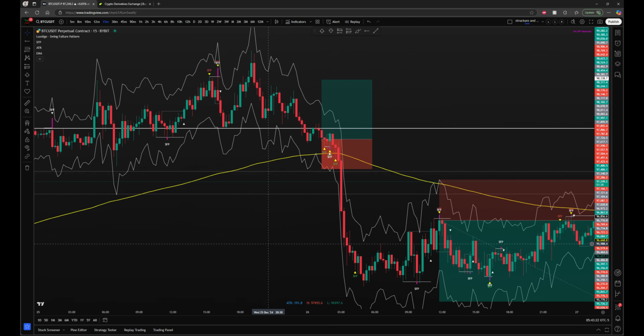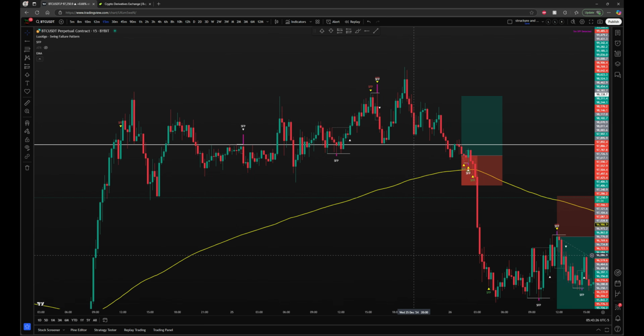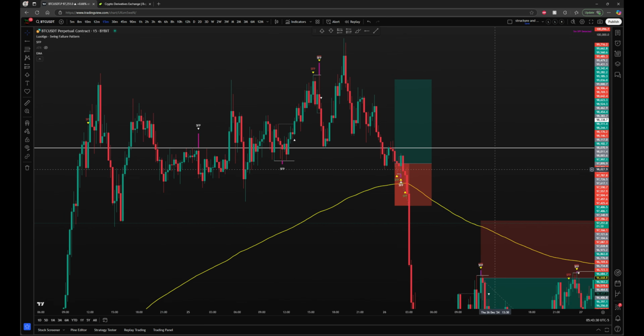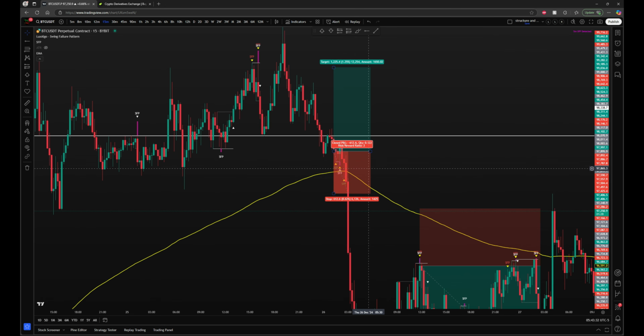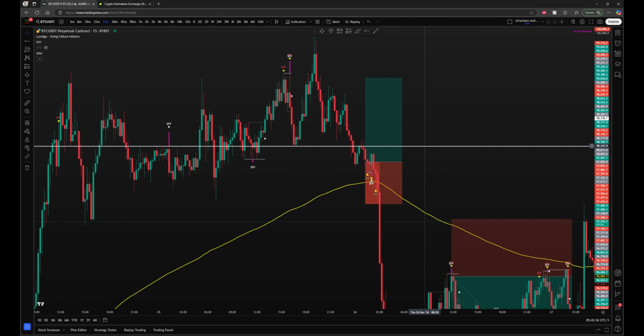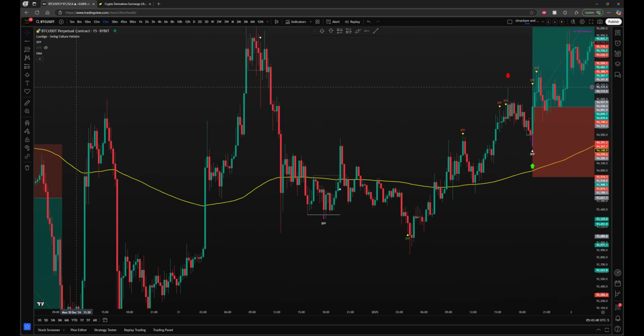Move over here. Here's a long. This one ends up being stopped out. So you can see no valid signals up until this point right here. We get some swing failure patterns down here off the lows of the current pullback while price is over the 200 EMA. That's valid. Let's move on to some more longs.